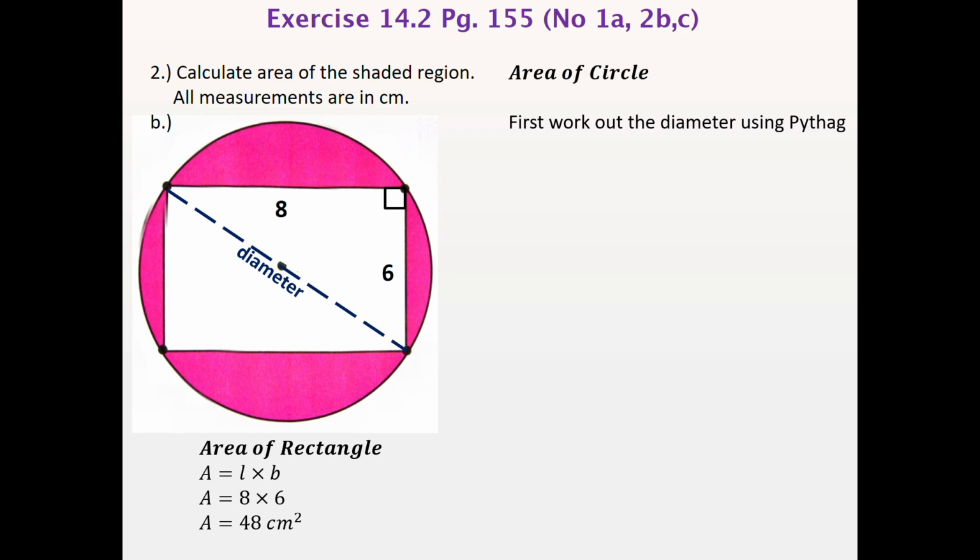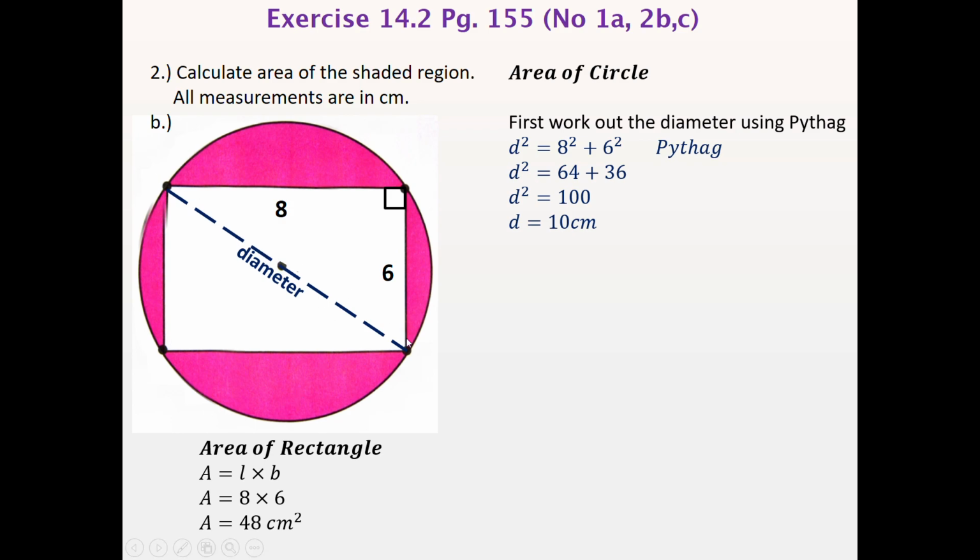Okay, you should be seeing a right angle triangle now. Okay, so here's my right angle triangle. So I can actually work out the diameter using Pythag. Okay, so diameter squared will be equal to 6 squared plus 8 squared. And then if you work that out, you're going to see that the diameter squared is equal to 100. Square root that, and you're going to get 10. Okay, so I know that the diameter is 10.